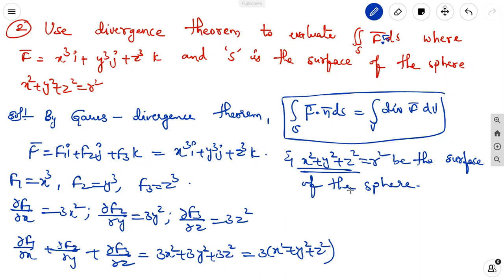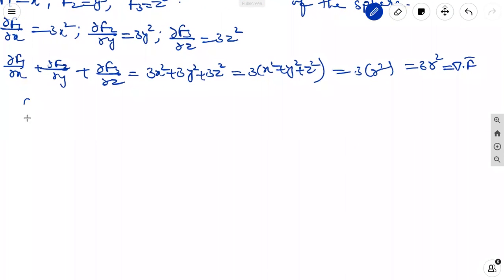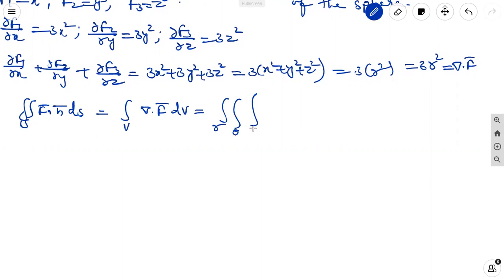So in the place of x square plus y square plus z square, we can write it as r square. So it is 3r square. This is equal to del dot f vector. By the divergence theorem, we can take the surface integral f vector dot n vector ds is equal to volume integral del dot f vector dv, which is equal to the integral over r, theta, phi of 3 r squared d theta d phi dr. This is the value.